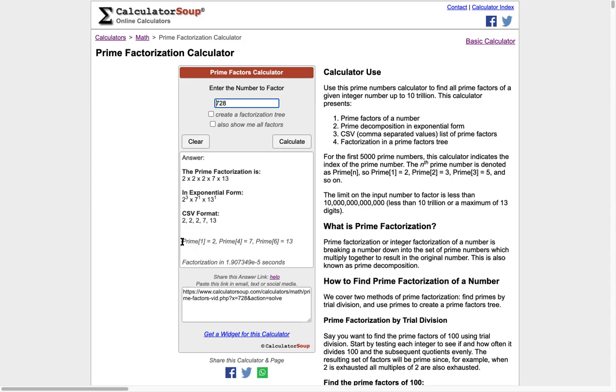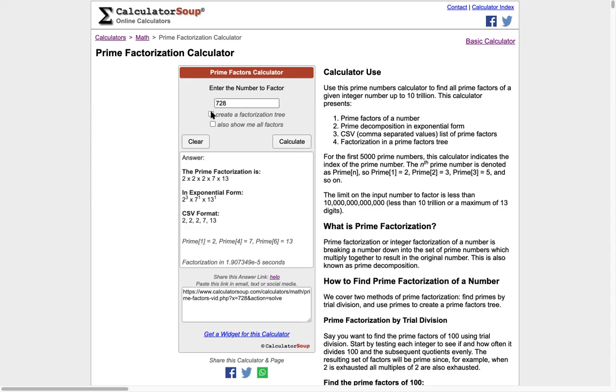And then you see this note here. Prime of 1 equals 2, prime of 4 equals 7, prime of 6 equals 13. This just means that in the giant list of all the prime numbers, 2 is the first number in that list, 7 is the fourth prime number in that list, and 13 is the sixth prime number. This is just a point of interest, nothing you need to do with that in terms of prime factorization.